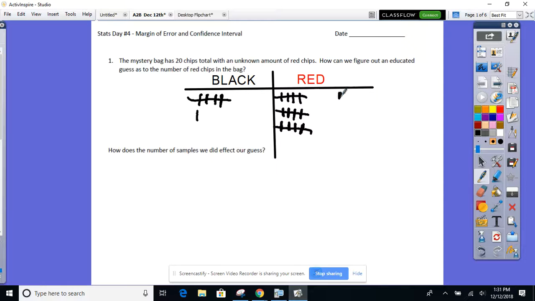Red. Oh, we got a red. Got a red. What'd you have? Whoa, black. All right. A red. What are we up to here? 26, right? Black. Oh boy, yikes.